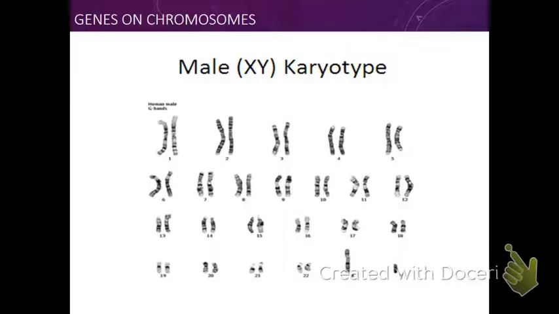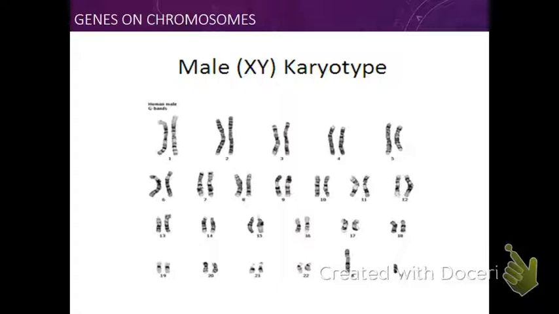Okay, so we know that genes are located on chromosomes. They're just sections of DNA on the chromosomes. And there are two types of chromosomes that are associated with humans. We've looked at a picture of a karyotype similar to this before, but those two major kinds of chromosomes are called autosomes and sex chromosomes.